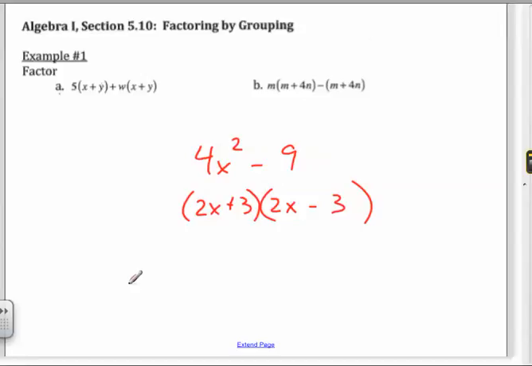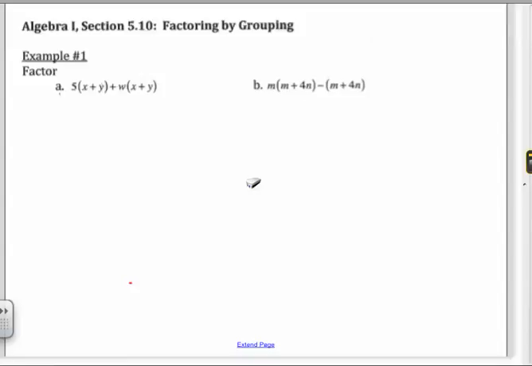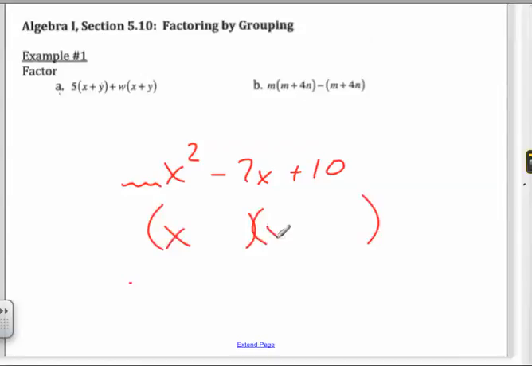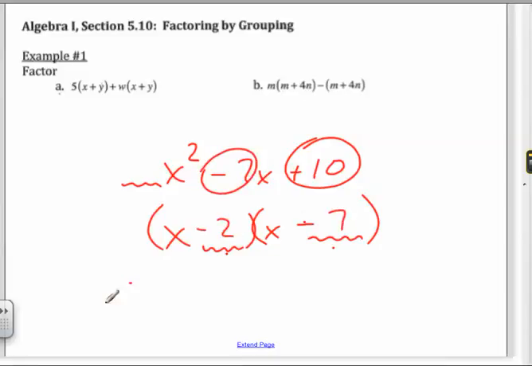Okay? The next thing that we learned how to factor was a trinomial. X squared minus 7x plus 10. If there's nothing in front of the x squared, there's nothing there except a 1, right? I know that I'm going to have two binomials, and it's going to be x and x. These two numbers multiply to give me the last term. They add to give me the middle term. In this case, it would be minus 2, minus 5. They add to give me negative 7.